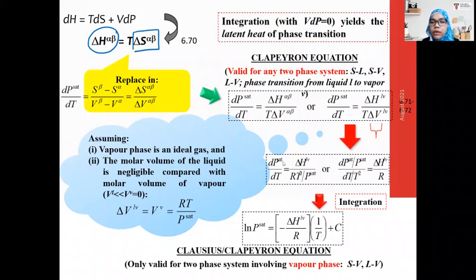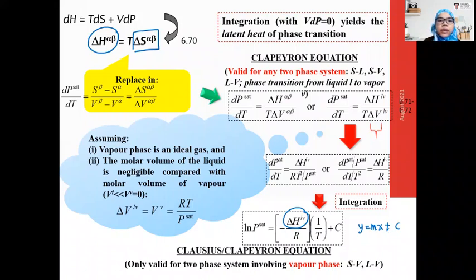And we can rearrange it until we have ln P saturation, by performing the integration, equal to minus delta H liquid-vapor divided by the universal gas constant times 1 over T, plus C. So it is equivalent to y equals mx plus c for the linear equation, so we can define this value using this linear equation.